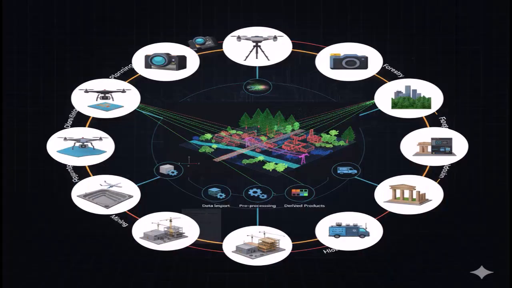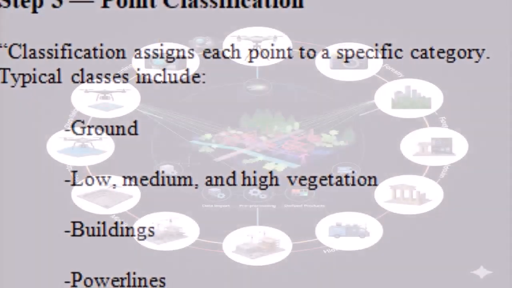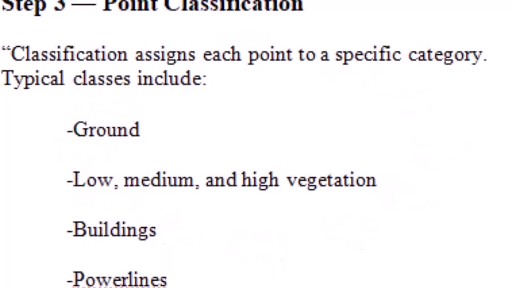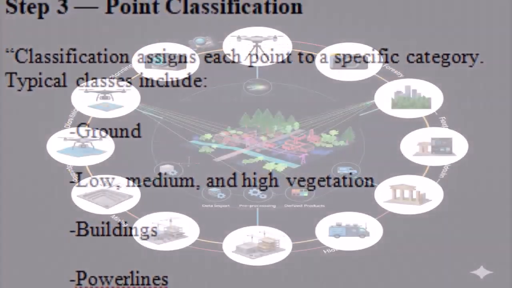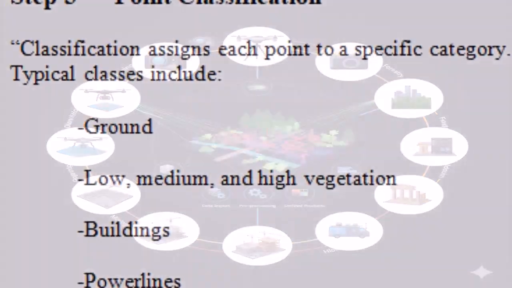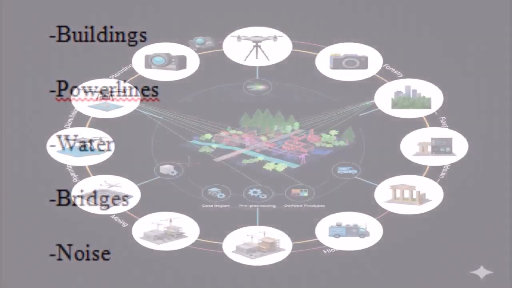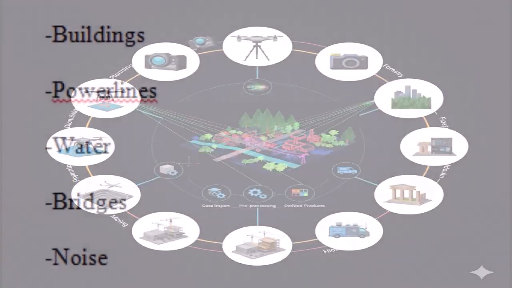Step 3. Point classification. Classification assigns each point to a specific category. Typical classes include ground, low, medium, and high vegetation, buildings, power lines, water, bridges, and noise. Accurate classification is essential for terrain extraction, volumetrics, and modeling.